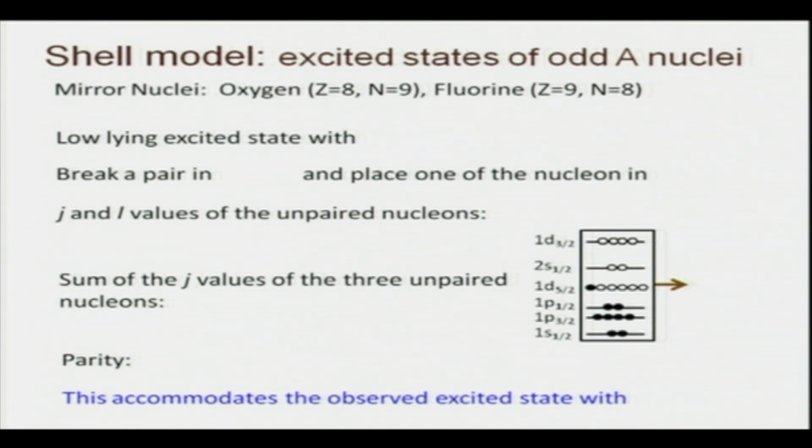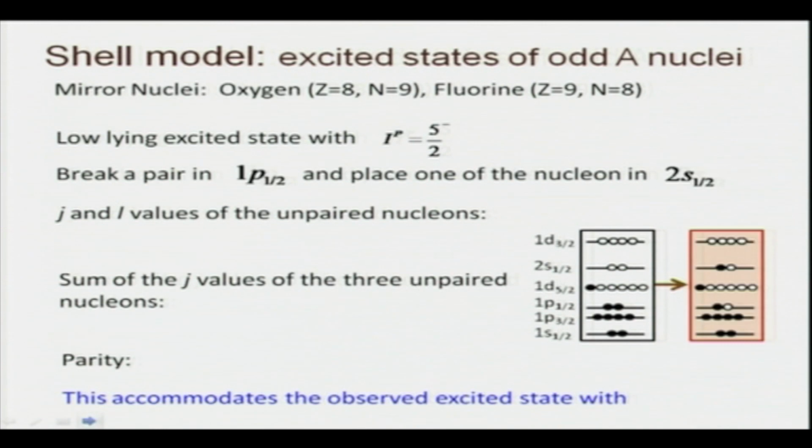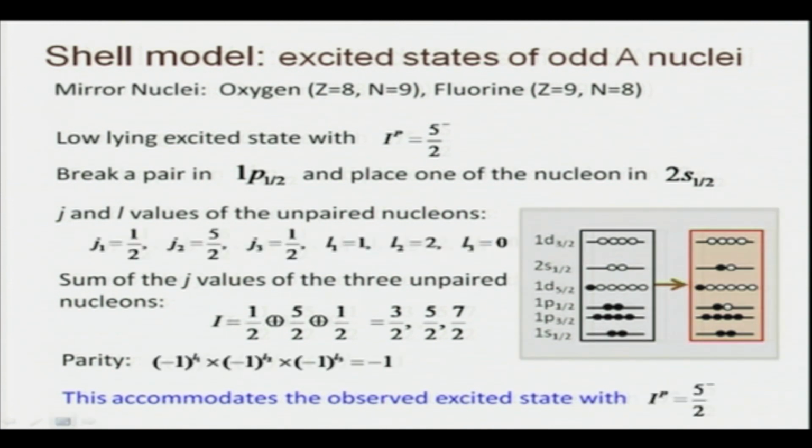So, the low lying excited state with breaking a parity pair. There is a low lying 5/2 minus which is observed. How do we explain that? Right. So, as I said, it is possible that you break 1p 1/2 and then take that neutron to 2s 1/2. So, you have 3 unpaired neutrons and then the j and l values of these, let me call them j1, j2, j3, these 3 unpaired neutrons, are 1/2, 5/2 and j3 equal to 1/2.